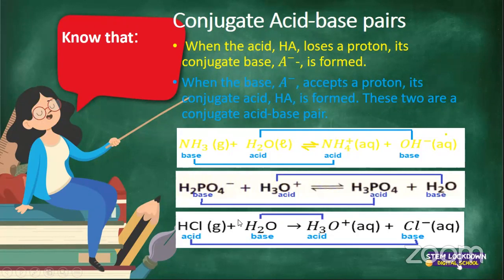Right. Now I'm going to explain that water is called an ampholyte. Why is it called an ampholyte? Because in some reactions it is acting as a base, and in some reactions it is acting as an acid. So an ampholyte is a substance that can act as both an acid and a base.